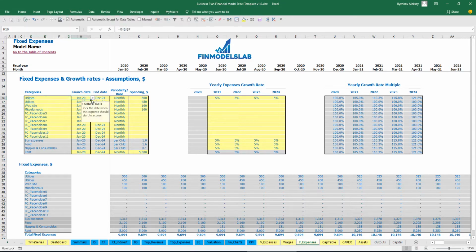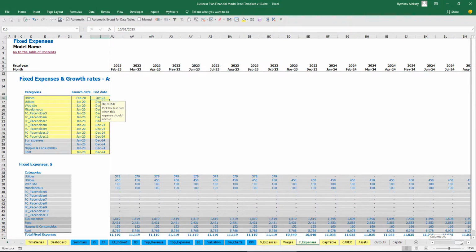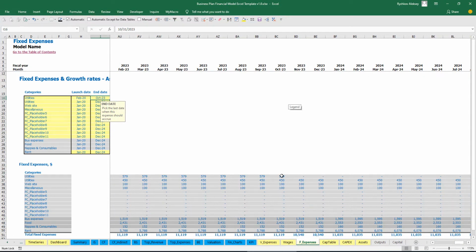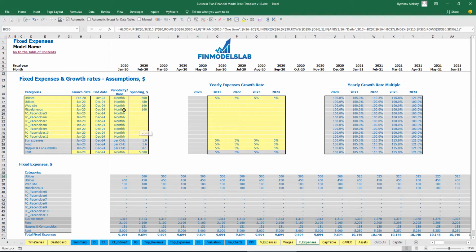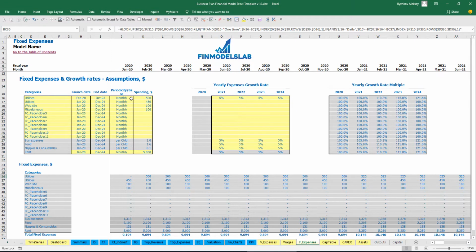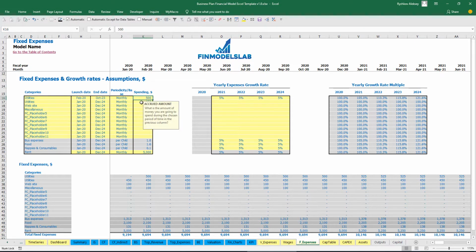You can set the launch date, for example, February 20. You can see that it starts from February 20. You can set the last date, which can be October 23, for example. You may double check that the final date for this utilities category will be October 23.